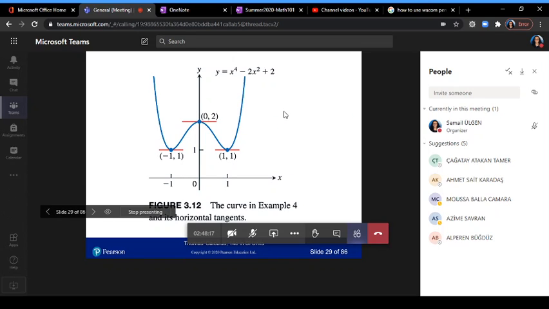Okay, so let's look at this curve. This is a blue curve that we look at, and then we have this red horizontal line. These horizontal lines are tangent lines to the curve. For example, this horizontal tangent line is a tangent line at -1. This is a tangent line at 0. This is a tangent line at 1.